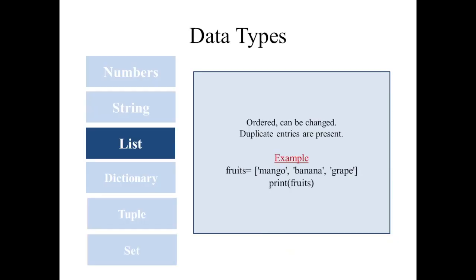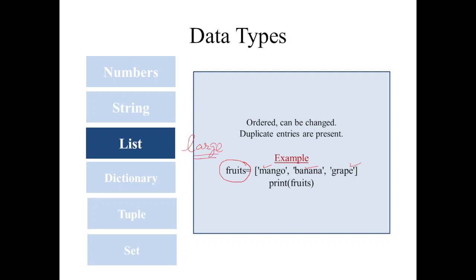Okay, next type is list. List means when you are going to store different entries, not only a single entry, you store different entries in a variable, then that is called list. For example, you define a variable with the name fruits, and you do not store a single entry in it, you store different entries in it like mango, banana, grape, guava, apple, and then you enclose it within a large bracket. Then this type of data is called list.